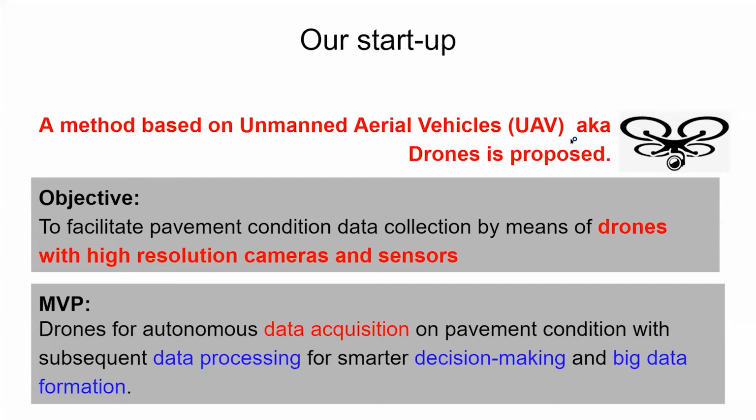What we want to propose is an unmanned aerial vehicle, in other words, drones. We want to facilitate pavement condition data collection by means of drones with high resolution cameras and sensors. For our minimum viable product, drones will do autonomous data acquisition on pavement condition, with subsequent data processing for smarter decision making and big data formation.